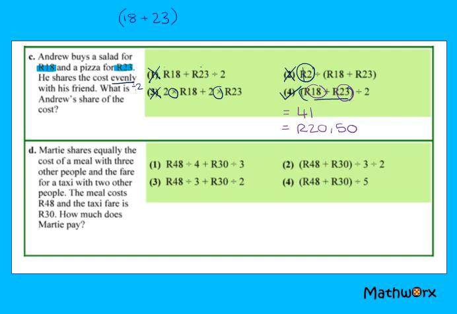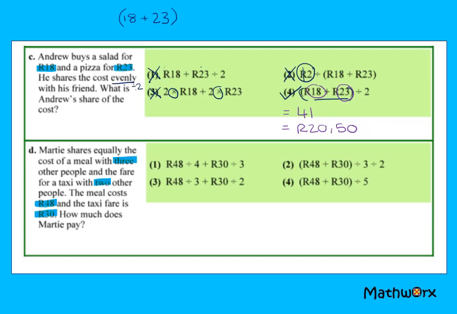Okay, let's do D quickly. Marty shares equally the cost of a meal with 3 other people and the fare for a taxi with 2 other people. The meal costs 48 Rand and the taxi fare costs 30 Rand. So the meal he is sharing with 3 people, meaning he has to divide the meal by 3. And the taxi he is sharing with 2 people, so therefore he has to divide the taxi amount by those 2 people.